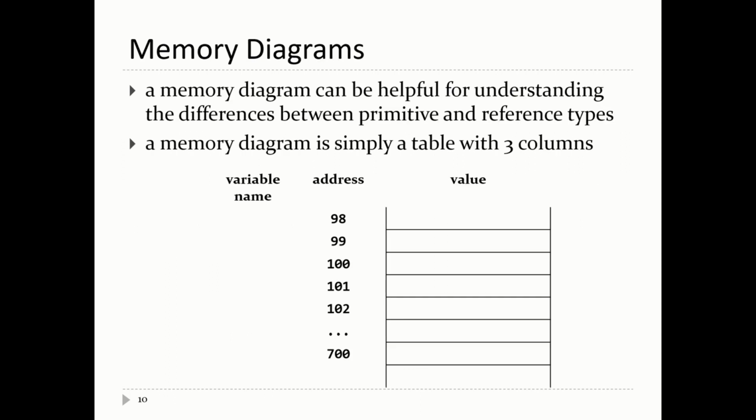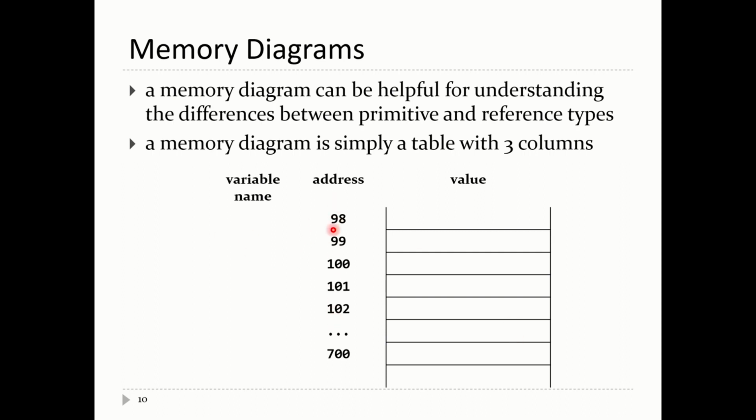And so one way to think about this is to use what's called a memory diagram. In a memory diagram, we have 3 columns. Here I'm going to have a variable name. Here I'm going to have an address. And in the third column, I'm going to have a value. So this is a very, very crude approximation of how memory works on your computer.